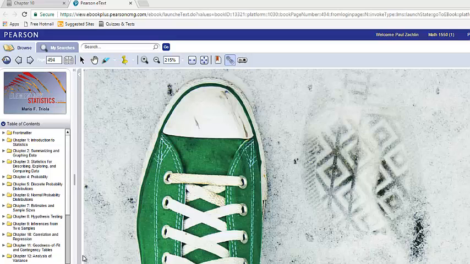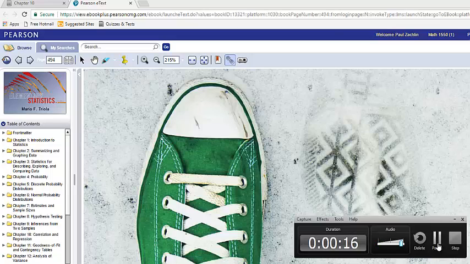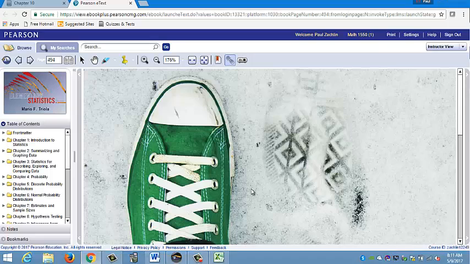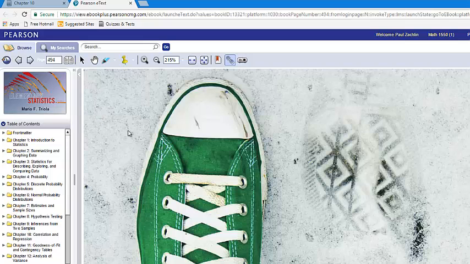Okay, guys, what I want to do here is help you get started on this chapter opening project and make sure we understand what's going on. You can't see anything yet, so let me fix that. Okay. So we're looking at shoe print versus height.